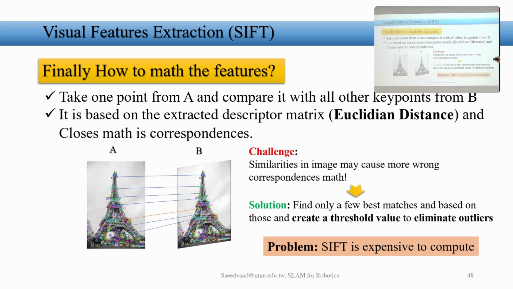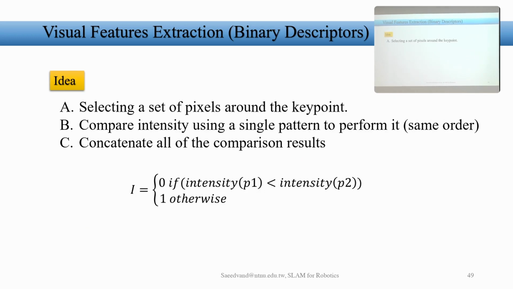As I explained in advance, the biggest challenge is that SIFT is very expensive to compute. In order to deal with this challenge, we are moving to the next algorithm, almost a pre-algorithm, that is the binary descriptor. We want to see first of all what the binary descriptor is, then how we can bring it into the game. The idea is selecting a set of pixels around the key points of each frame, then computing intensity using a single pattern to perform it. After doing that, we concatenate the comparison results all together with some simple rules into a binary descriptor.